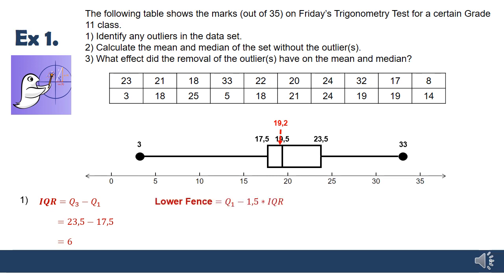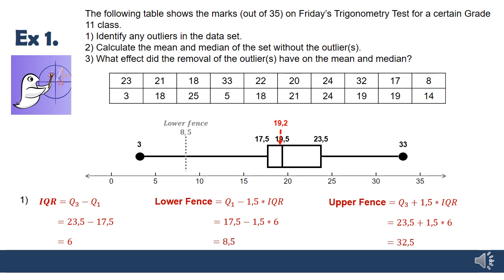We then work out the different fences. So the lower fence, quartile 1 minus 1.5 times the IQR. Substituting in, I get the lower fence is at 8.5. So I'm going to draw that with a dashed line on my box and whisker plot. The upper fence is quartile 3 plus 1.5 times IQR. Substituting in there, we get an upper fence at 32.5. So I can see that my original box and whisker contains some outliers because there are values that are outside the boundaries of these two fences.